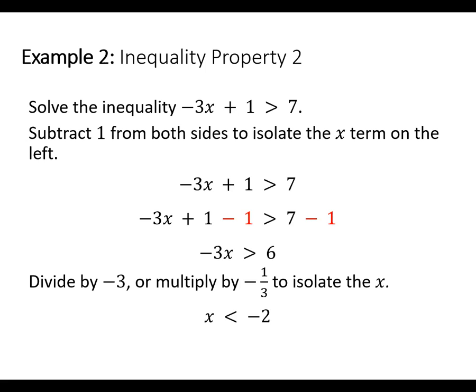Again, we flip the inequality only because we're multiplying or dividing by a negative value. If that 3 was not negative, and we just had 3x greater than 6, and we divided or multiplied by that 3 or 1/3, then it would be positive, and the inequality would still stay as greater than.